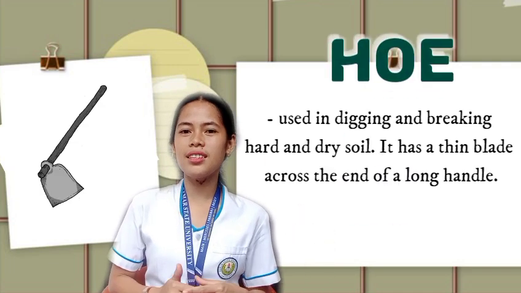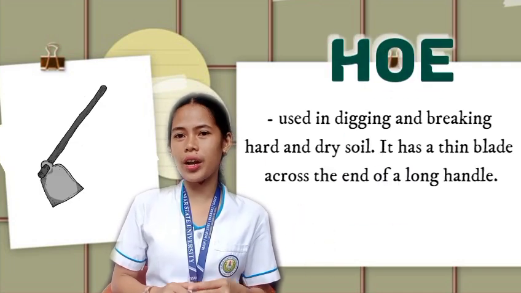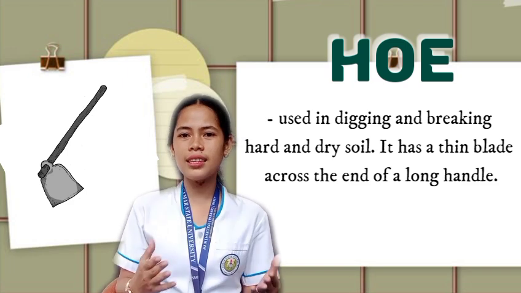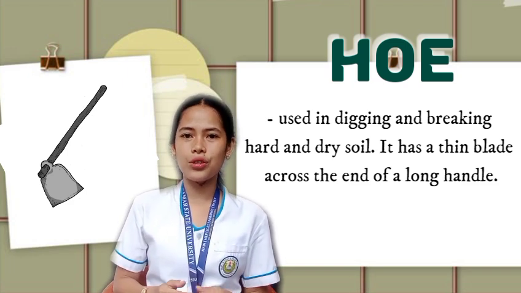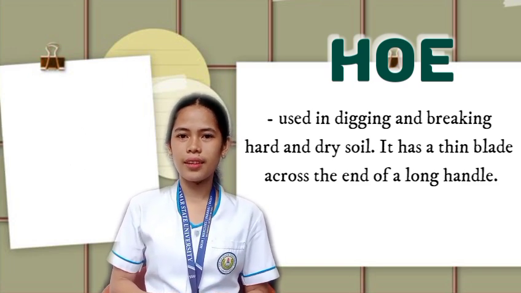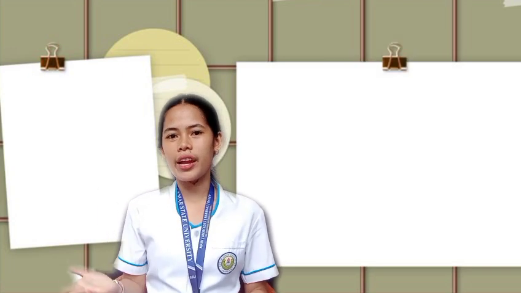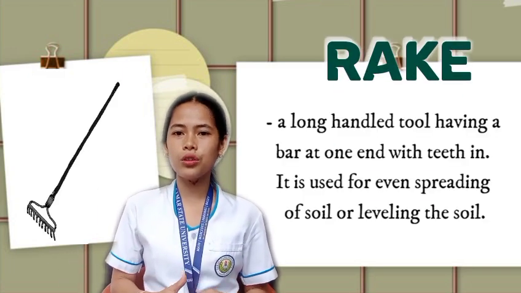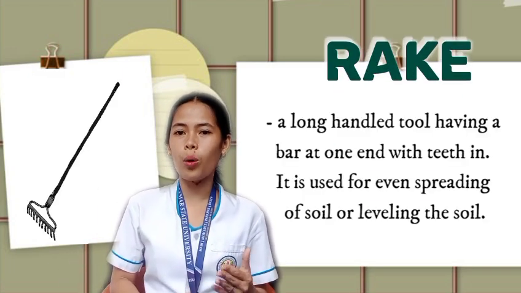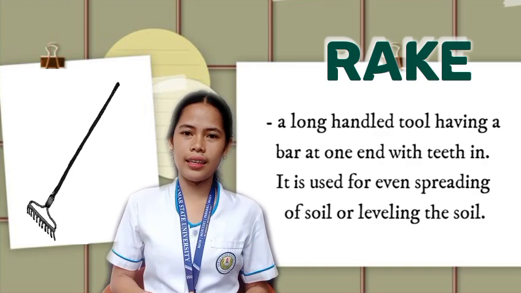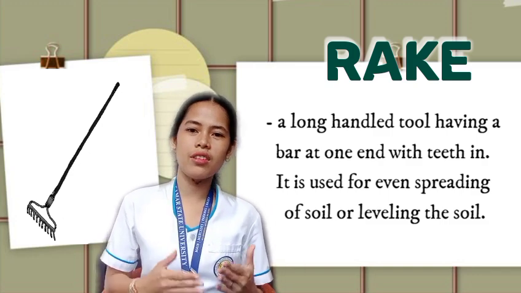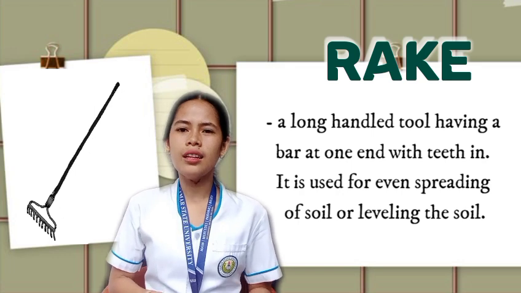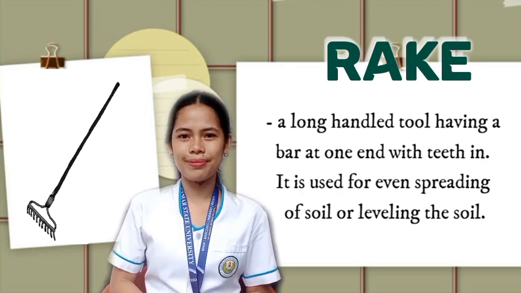And next is the hoe. Hoe is used in digging and breaking hard and dry soil. It has a thin blade across the end of a long handle. And another is the rake. Rake is a long-handled tool having a bar at one end with teeth in. It is used for even spreading or leveling of the soil.